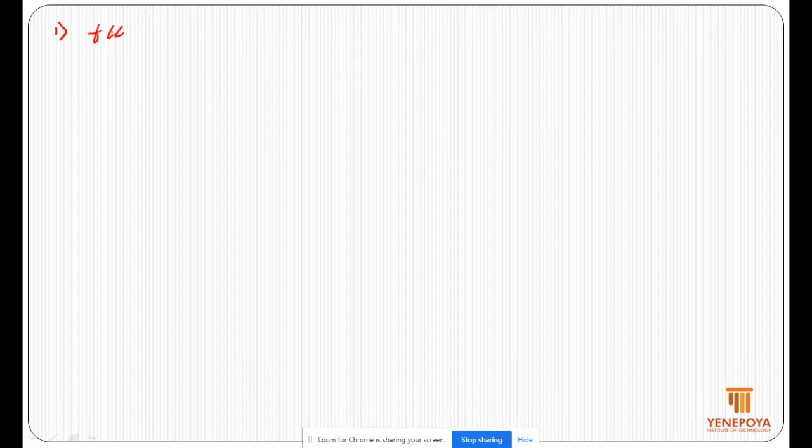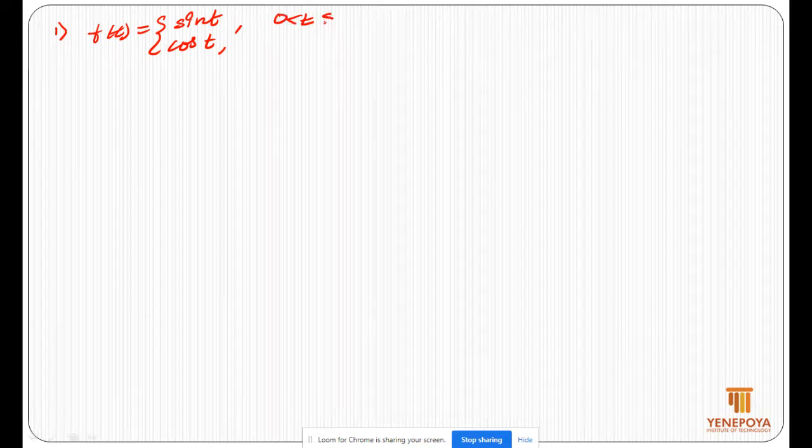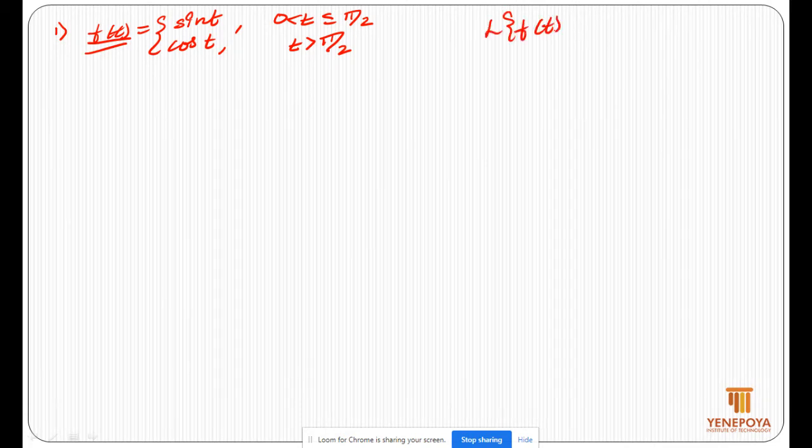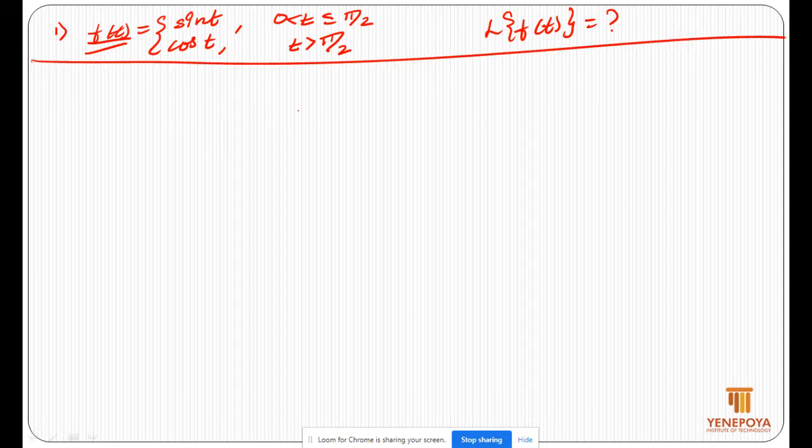Given f of t, first we should express it in terms of the unit step function. When t is 0 to pi by 2 it is sin t, and when t is greater than pi by 2 it is cos t. Express this f of t in terms of the unit step function, and hence find the Laplace transform of f of t. First express it by using property number 3.